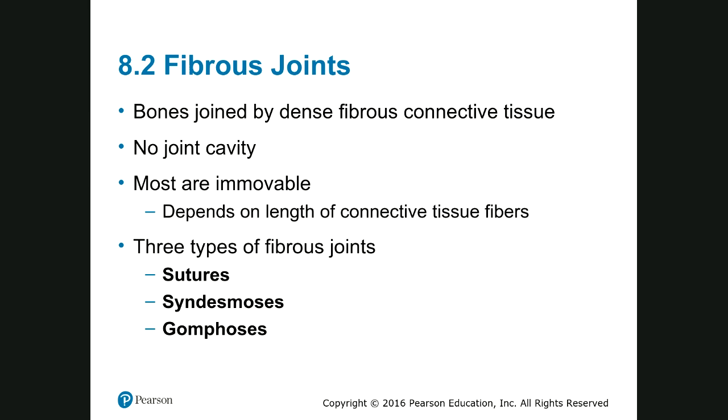And there's three types of fibrous joints. Sutures, mainly found in the skull. Syndesmosis, we find these between certain bones in the arms and legs, and then gomphosis is where we find the peg and socket joint of the tooth into the mandible and into the maxilla of the skull.